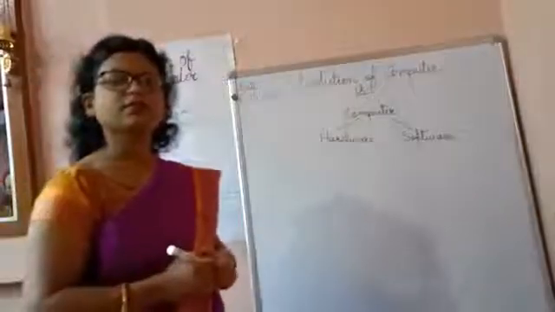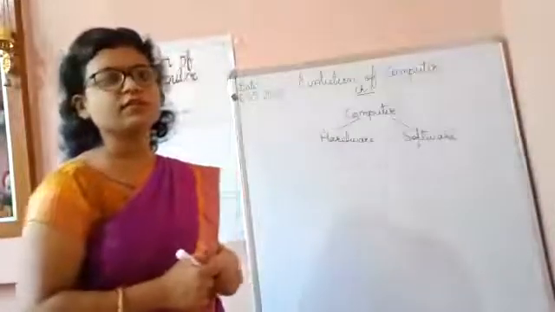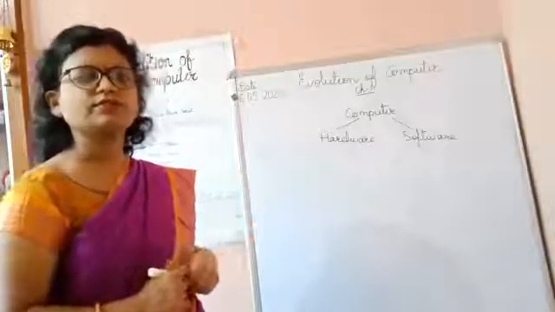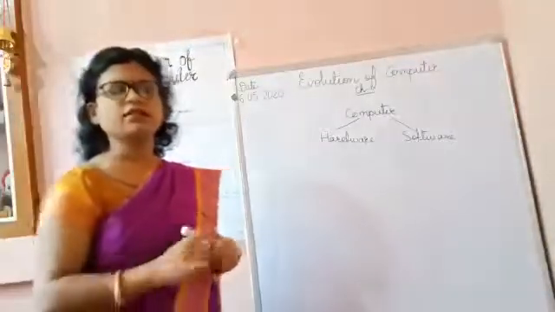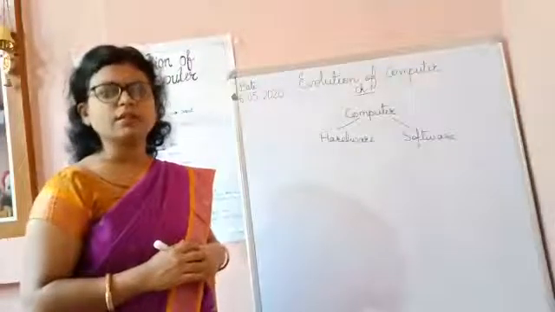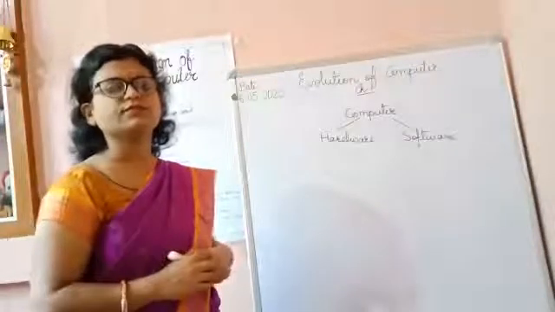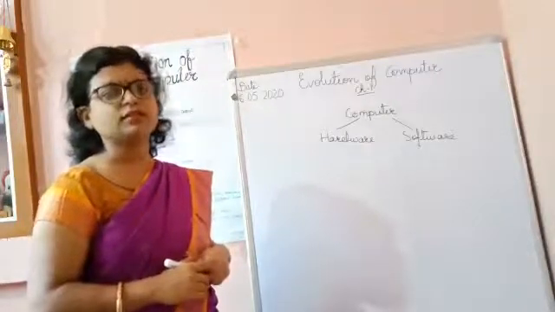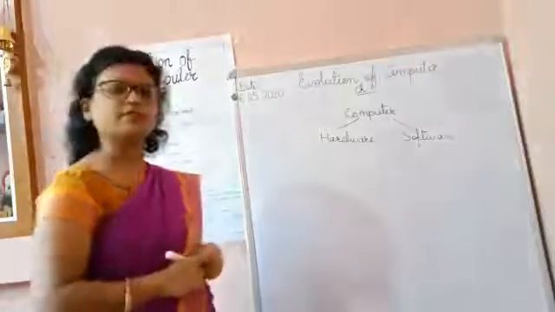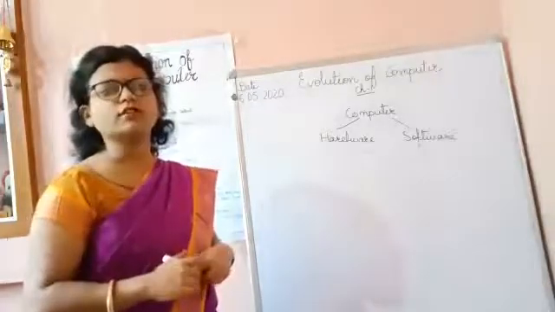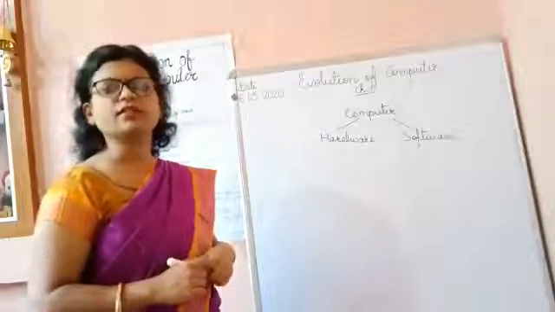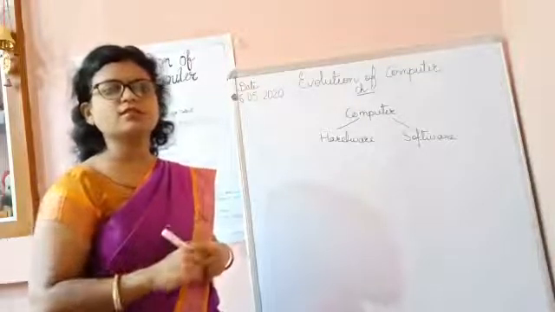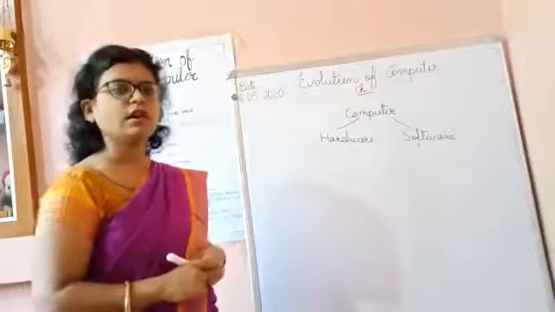Hardware means the physical components which we can touch and feel. Just like that, if we touch the keyboard, we can easily understand that the component is a keyboard. When we touch a mouse, we can understand that it is a mouse. Likewise the monitor, the screen of the computer. That means if we touch, we can feel. That will be hardware.